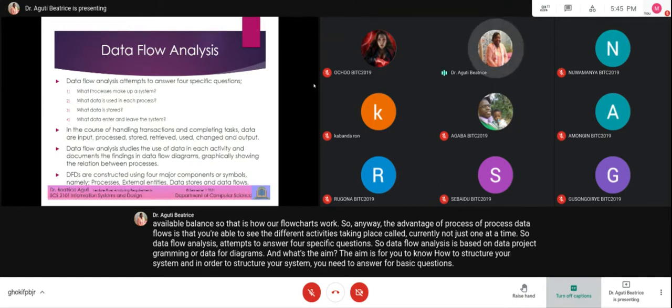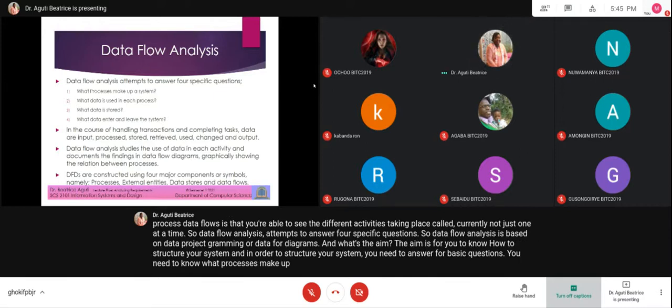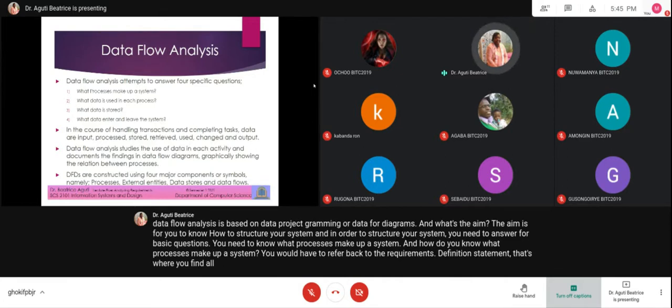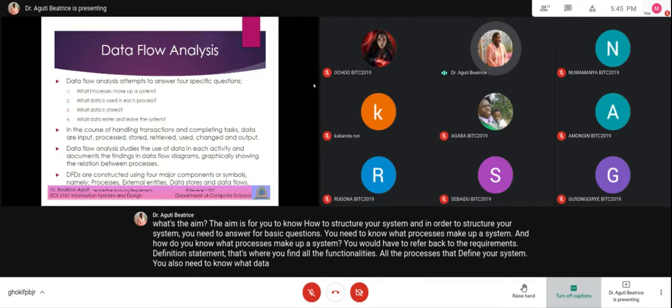You need to know what processes make up a system. And how do you know what processes make up a system? You would have to refer back to the requirements definition statement. That's where you'll find all the functionalities, all the processes that define your system. You also need to know what data is used in each process. Again, that will be answered if you get back to that requirements definition statement.